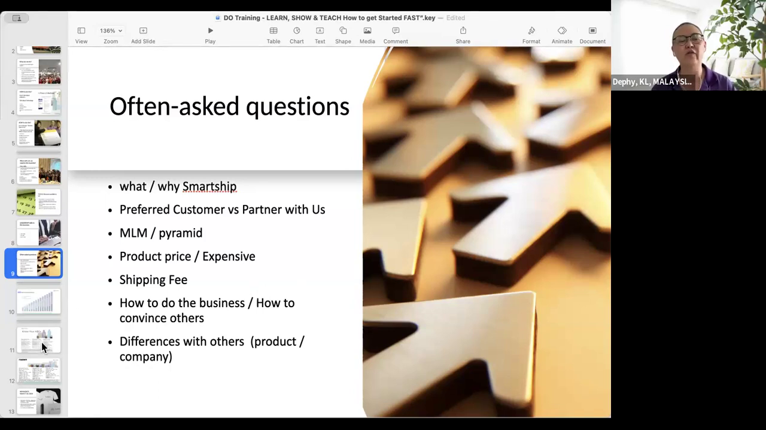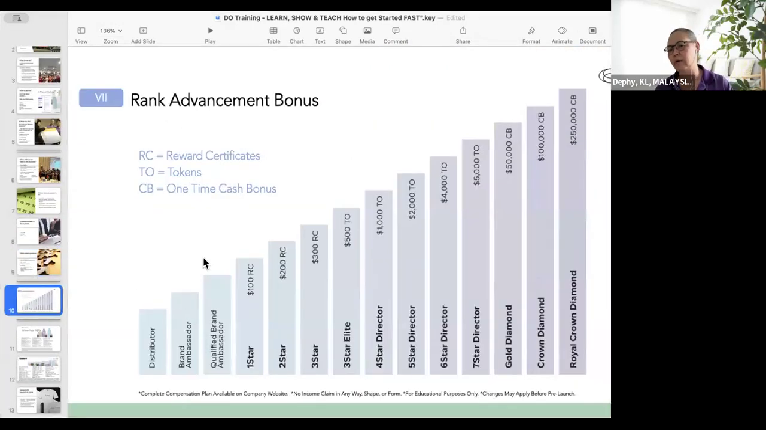And I want to cover a few things that people need to know, but I feel that they don't. So I just want to cover this part, like rank advancement. People always say products are expensive and this and that, but you know what? If the company started giving you money to buy products, I really don't think products are expensive, yeah.